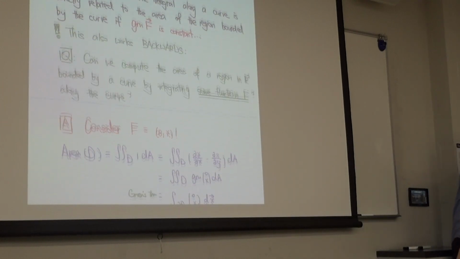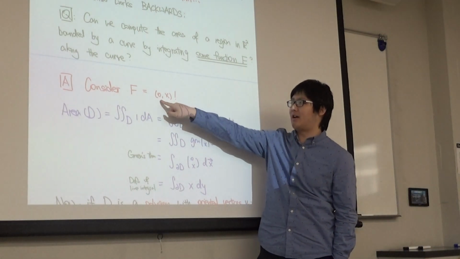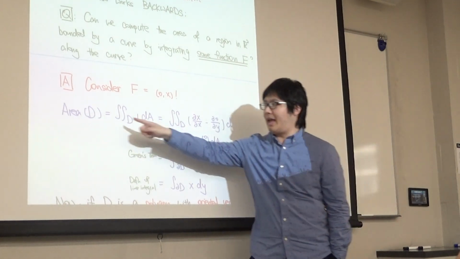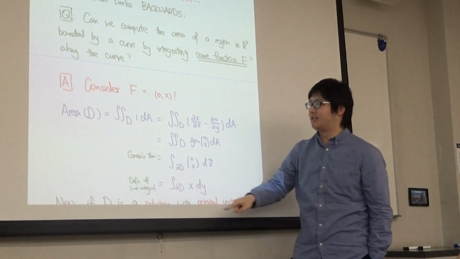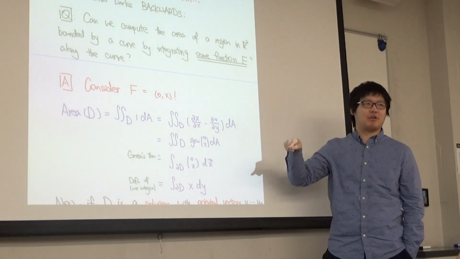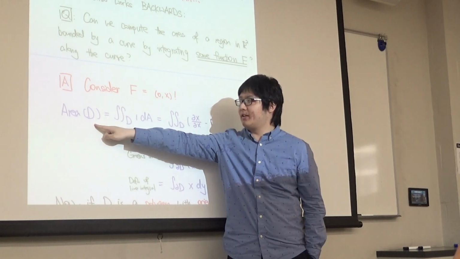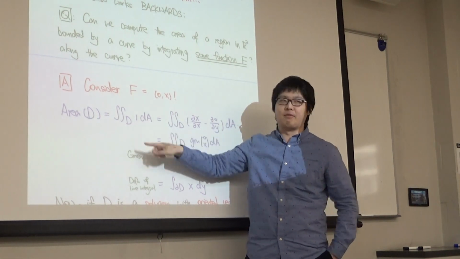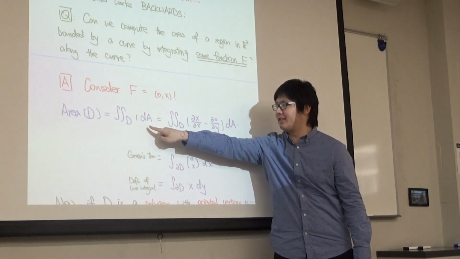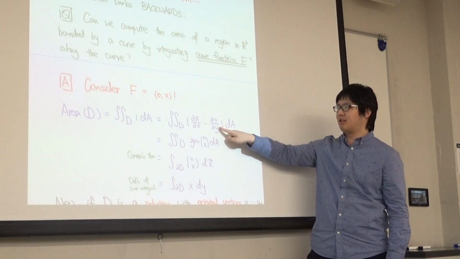So here's what I claim. We can consider f equals (0, x), so 0 in the first entry, x in the second entry. I claim that the area of the region D is the same as taking the line integral of f along the boundary of D. And here's how it works. The area of D is just taking the integral of 1 over the region. And this 1 is the same as the derivative of x with respect to x minus the derivative of 0 with respect to y.